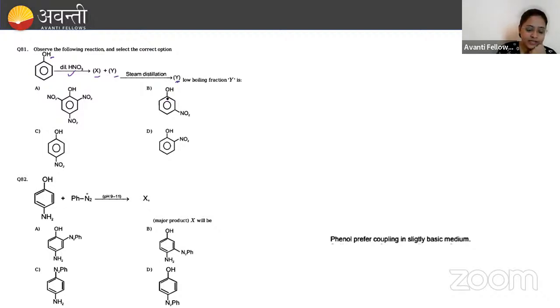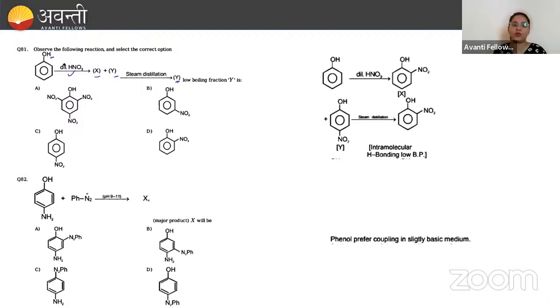A, B, C, D are the answer. So when you check this answer, dilute HNO3 when it reacts with the phenol, we get X compound this and Y compound this. That is ortho and para compound. When we do the steam distillation, only this compound, that is the ortho product, has intramolecular hydrogen bonding and a low boiling point. So that's why we only get the ortho product. The para product remains as it is.